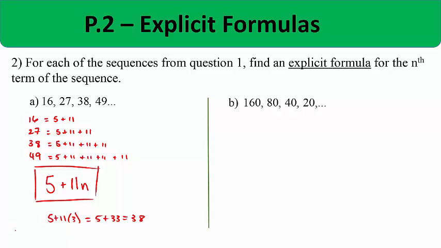Okay, let's do something similar with this second pattern here. But we don't add 11 each time. We divide by 2, or as I said, multiply by 1/2. So 160 is half of what? 160 is half of 320. So 320 times 1/2. 80 is half of that, so 320 times 1/2 times 1/2. 320 times 1/2, and then 1/2 of that, and so on.